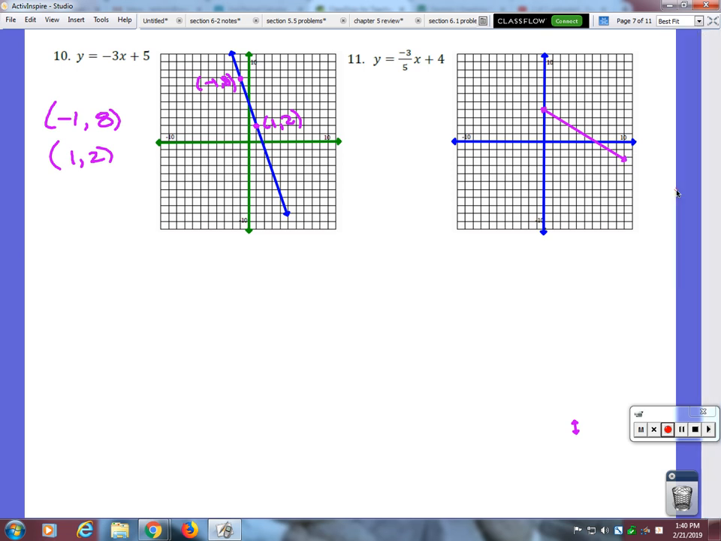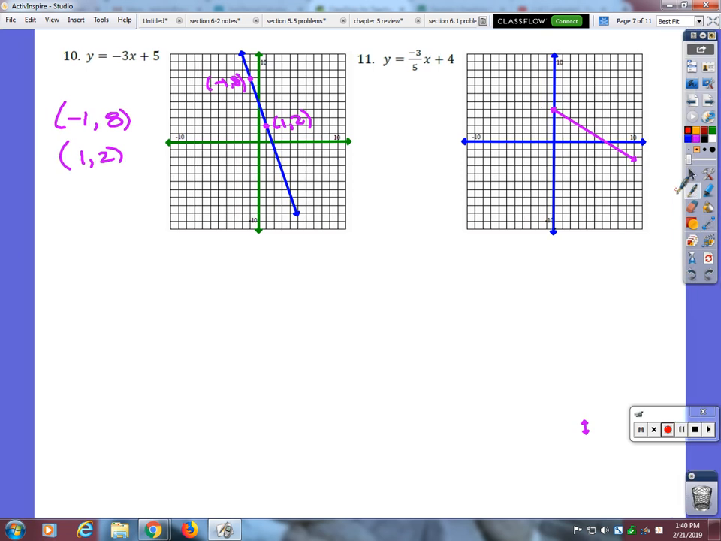Okay, so we decided that 3, 5 is not on there, but you said which one, McKenna? 5, 1. Okay. That's this point right here, 5, 1, and 0, 4. Good. Like I said before, the y-intercept is always an easy candidate, okay?